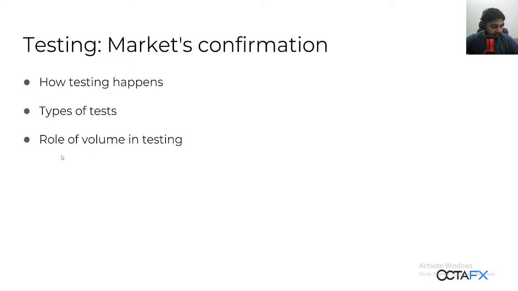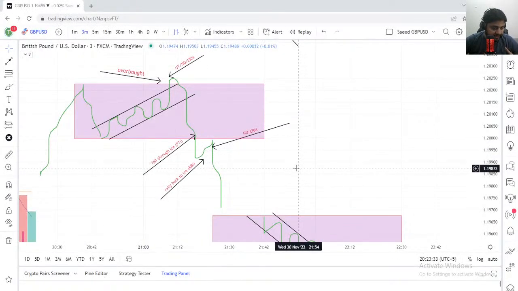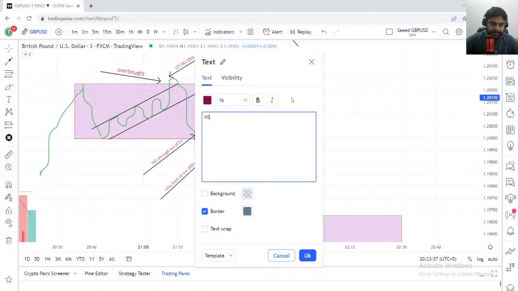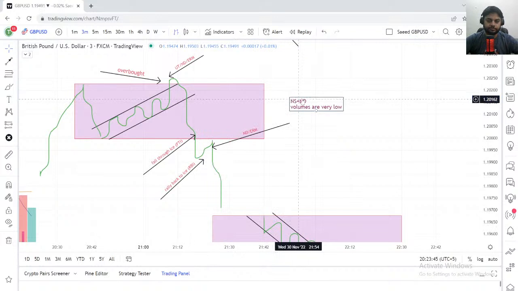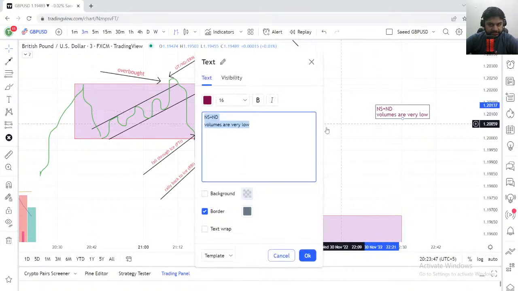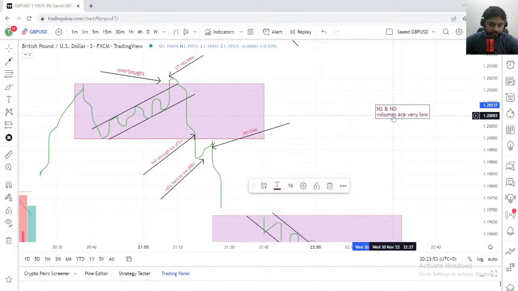And what's the role of volume? I already explained. The volumes for NS and ND are very low. For these two bars the volumes are pretty low, so please try to understand the role of volumes.